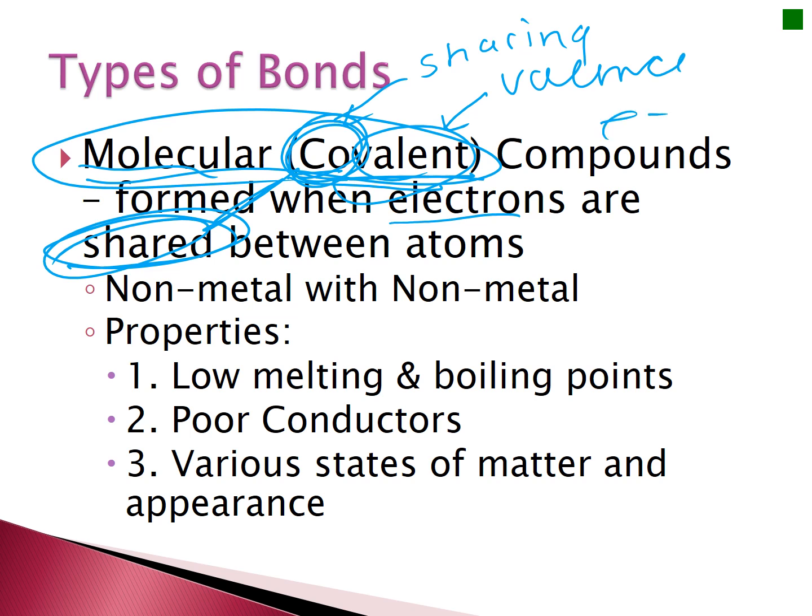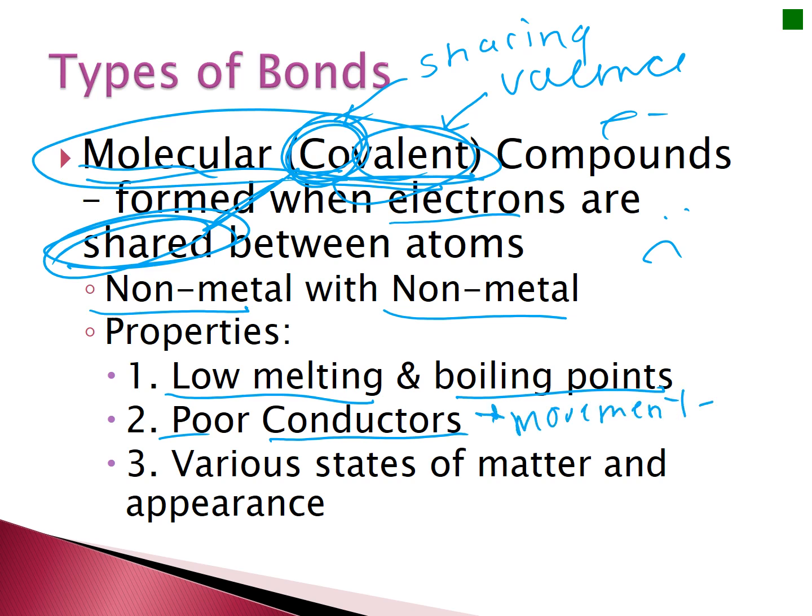How do you get these? They are made when you have two nonmetals that combine. We're not going to be talking about metals combining with other metals in this class, so don't worry about that combination. Because you are sharing these electrons as opposed to the give and take, these guys are not as happy, I guess you would say, as far as the individual elements go. And because of that, they have low melting and boiling points. They're poor conductors of electricity because we don't have that movement of electrons. These electrons are not able to move.